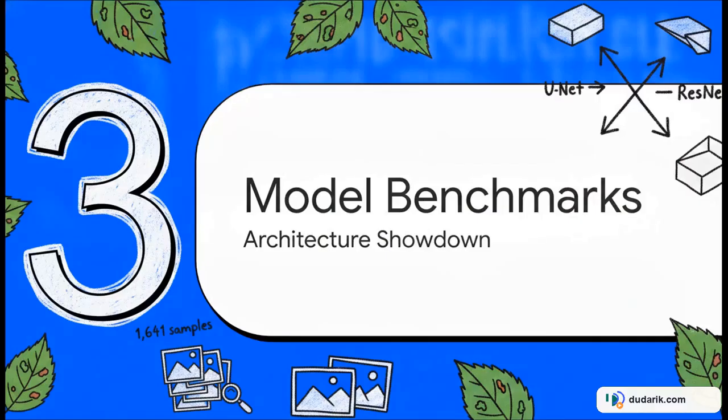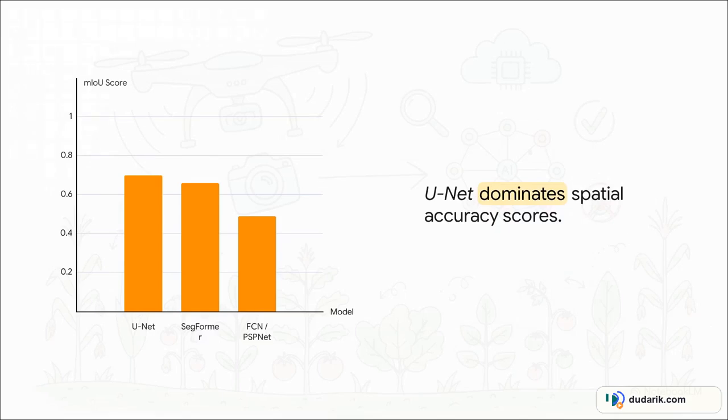Okay, Part 3, the model benchmark showdown. The theory sounds amazing, right? But how does it actually hold up when you test it? The researchers ran this pipeline through the apple tree leaf disease segmentation dataset, which has over 1,600 expertly annotated samples. And when you look at the spatial accuracy using mean intersection over union, it's practically an elimination race.